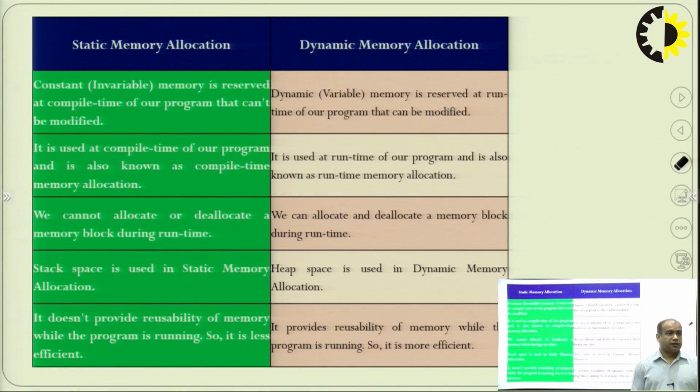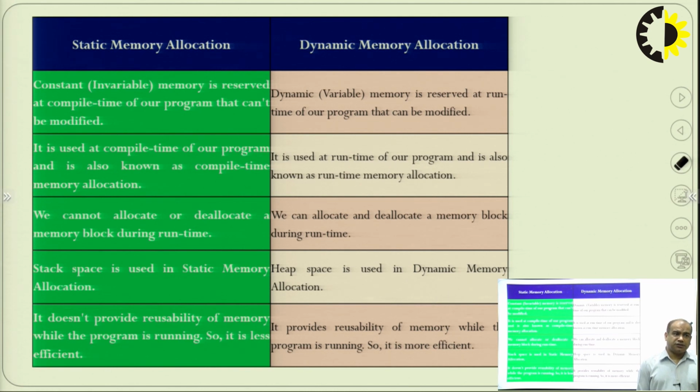Next, what is the difference between static memory allocation and dynamic memory allocation? Static memory allocation says the constant or invariable memory is reserved at the compile time of our program and can't be modified at runtime. While in dynamic memory allocation, the variable memory is reserved at runtime of our program and can be modified.